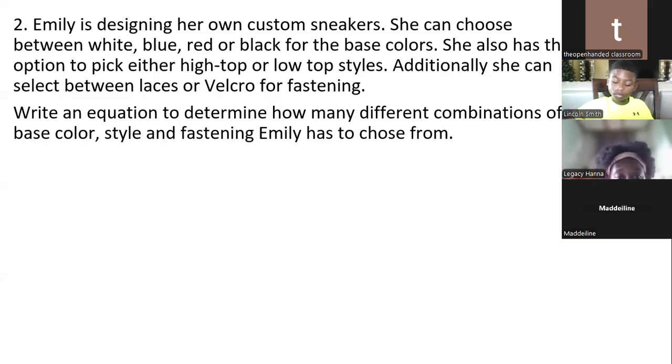Emily is designing her own custom sneakers. She can choose between white, blue, red, or black for her base colors. She also has the option to pick either high top or low top styles. Additionally, she can select between laces or Velcro for fastening. Write an equation to determine how many different combinations of base color, style, and fastening Emily has to choose from. Very good.